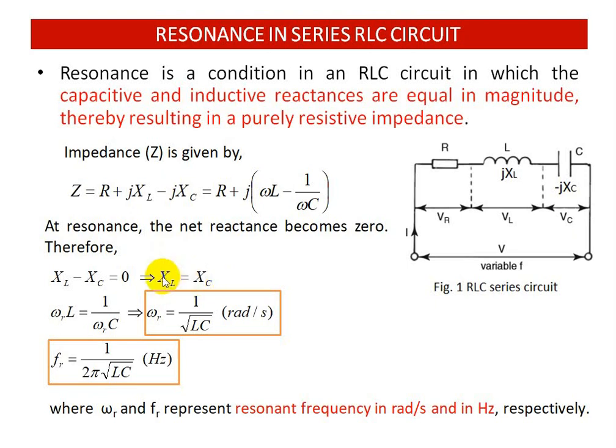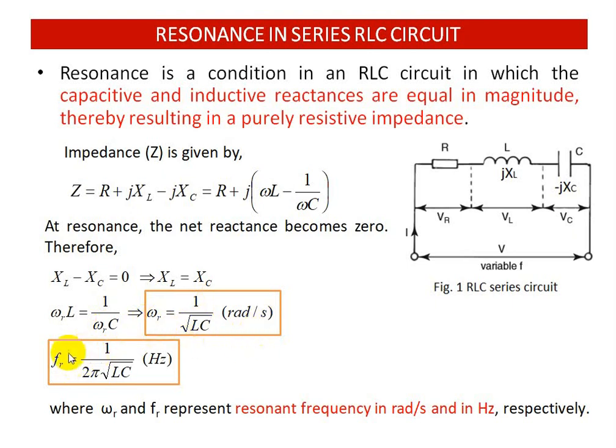And I am calling the resonant frequency as omega R. So therefore at resonance, XL will be omega R into L, and this will be equal to XC, that is 1 by omega R C. So from this, we can get an expression for omega R, which will be equal to 1 by under the root LC, and its unit is radians per second.